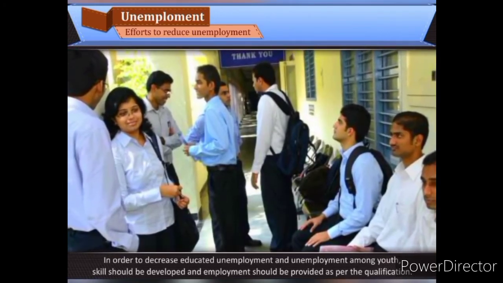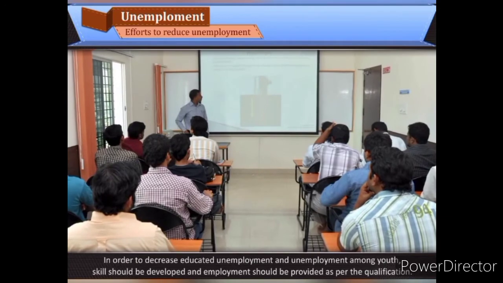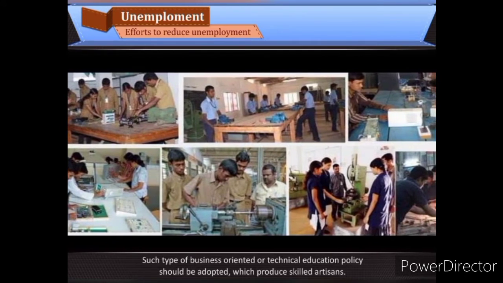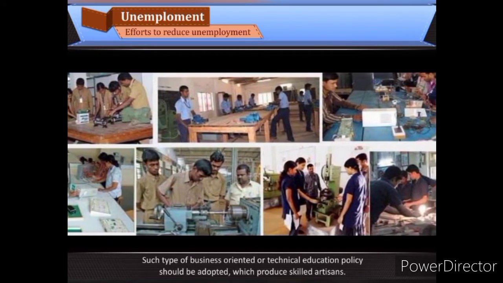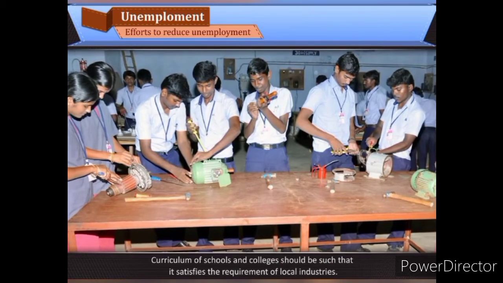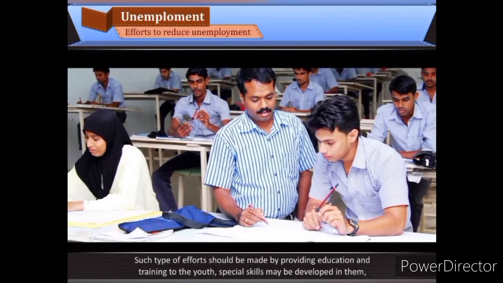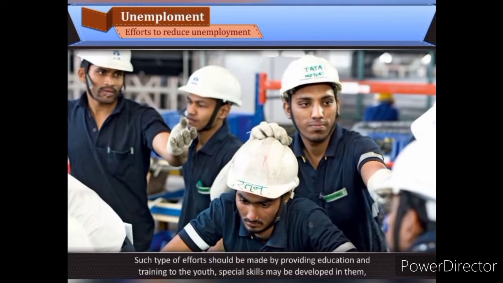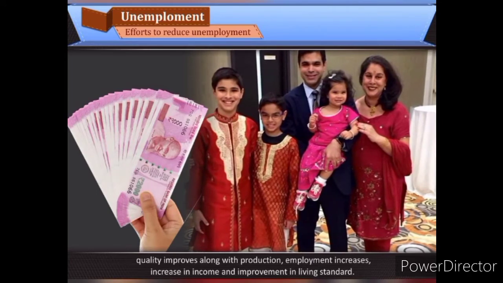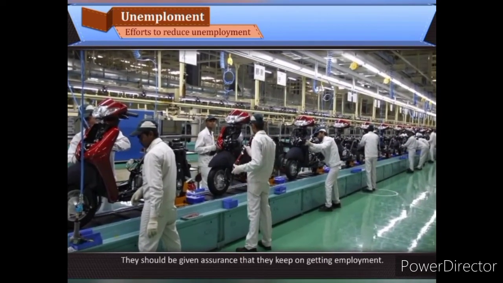In order to decrease educated unemployment and unemployment among youth, skills should be developed and employment should be provided as per the qualification. Such type of business-oriented or technical education policy should be adopted, which produce skilled artisans. Curriculum of schools and colleges should be such that it satisfies the requirement of local industries. Such type of efforts should be made by providing education and training to the youth. Special skills may be developed in them. Quality improves along with production, employment increases, increase in income and improvement in living standard. They should be given assurance that they keep on getting employment.